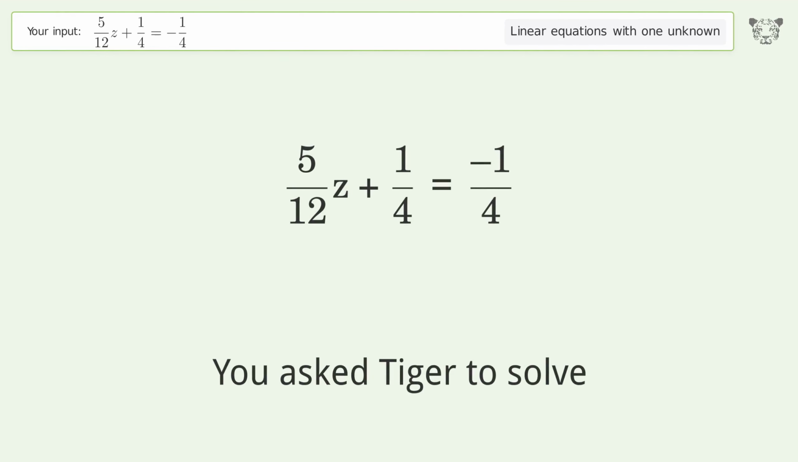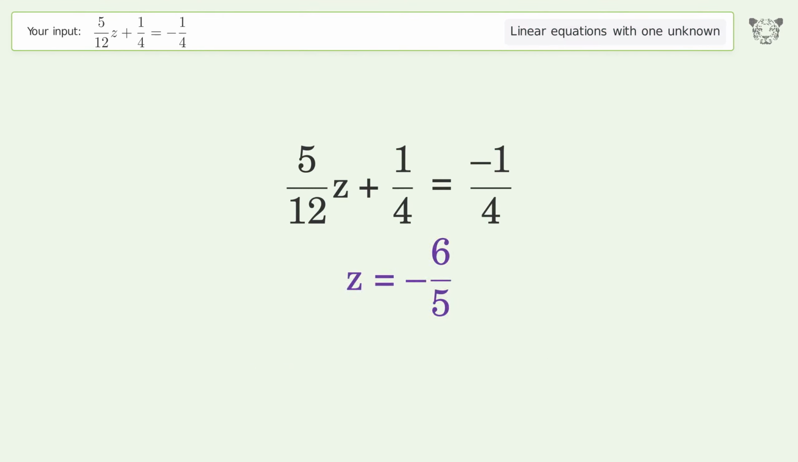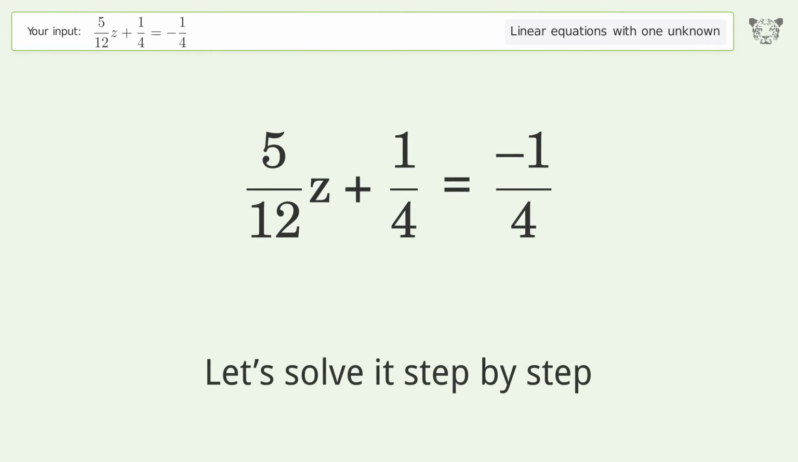You ask Tiger to solve. This deals with linear equations with one unknown. The final result is z equals -6/5. Let's solve it step by step.